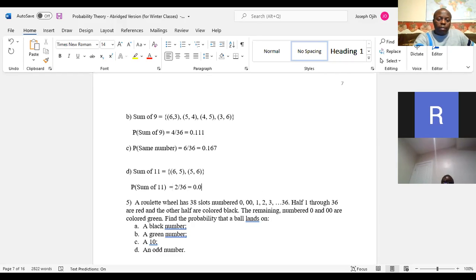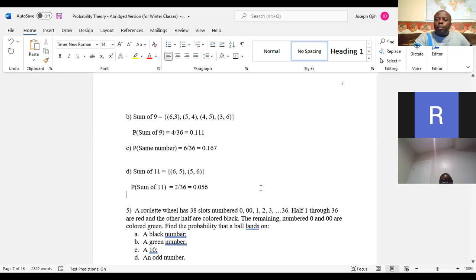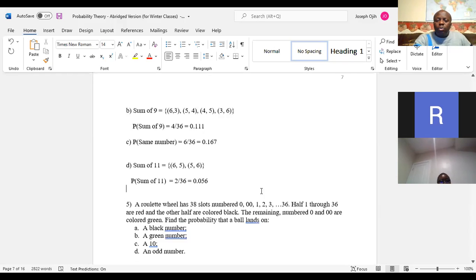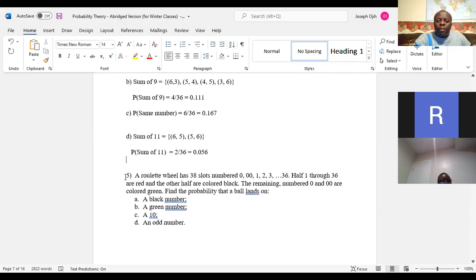0.0556. That means 5, 6 then, right? 5, 6 is good then. So that's basically, you understand the principle here. Know the sample space, know the outcome, then plug it in to the formula, you get it. So this one, you can practice this one by 5.